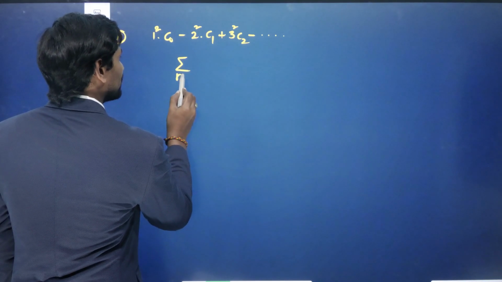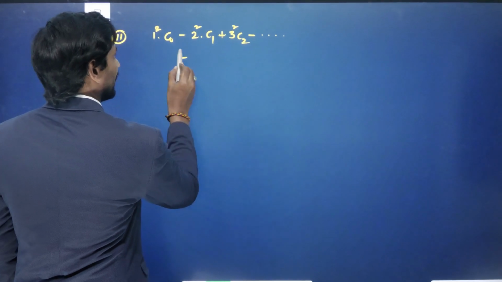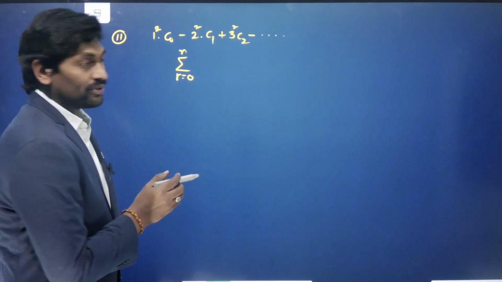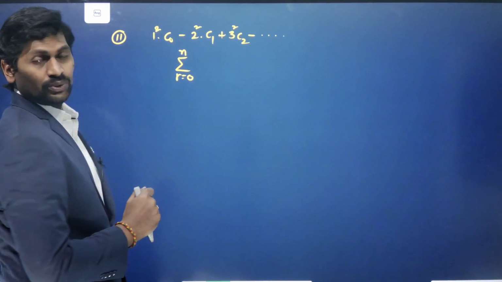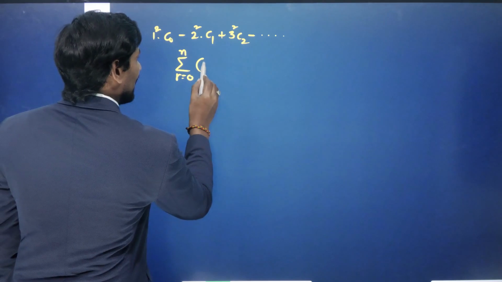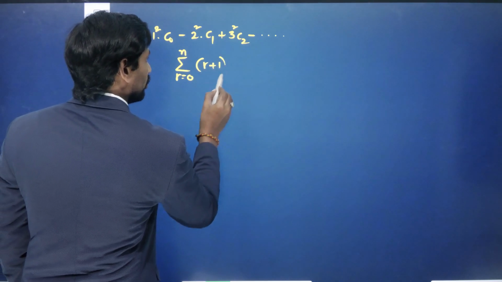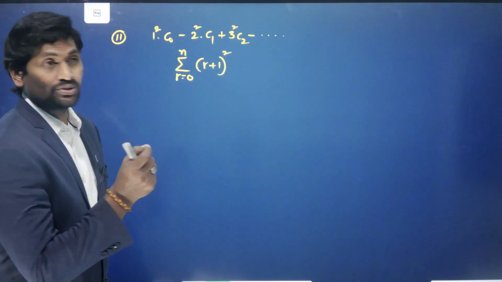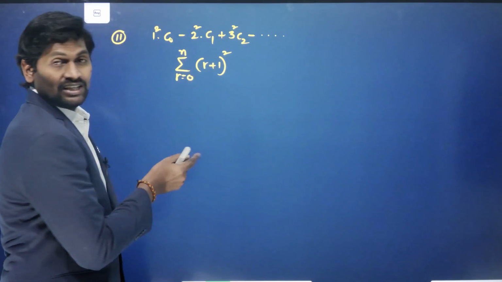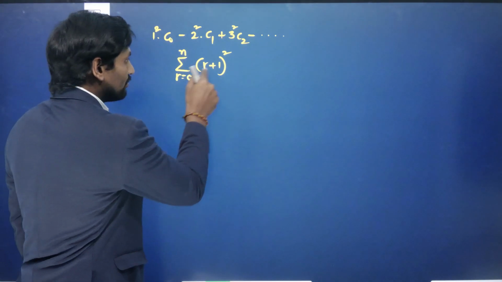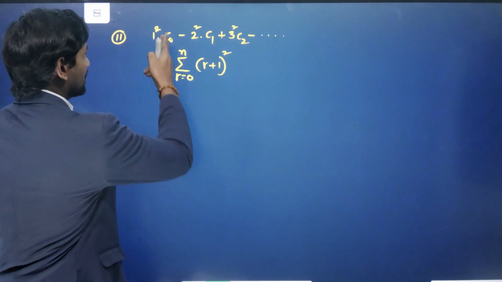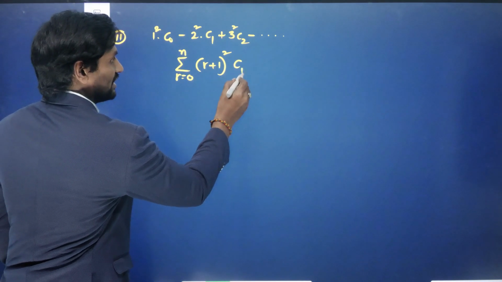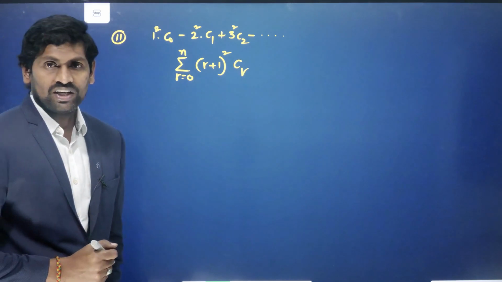sigma r equals 0 to n. So I am taking the r value from 0 to n. For getting that 1 square, I am taking r plus 1 whole square. That means when you substitute r as 0, the first term is r0, no? So if you take 0, 0 plus 1, 1 square, c naught will come. So here cr.